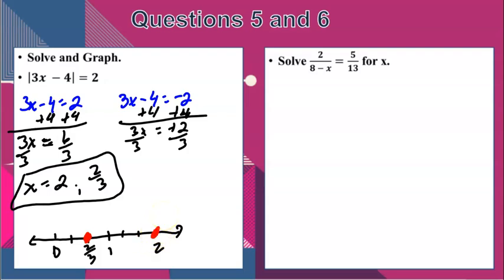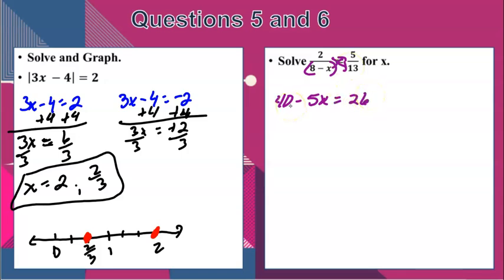Question 6. Solve this proportion for x. Now when I have proportions or ratios equaling a ratio, I'm going to use the method of cross multiplication. So I'm going to cross multiply here. So I have 5 times 8, which is 40, minus 5x. I'm just distributing the 5. Equals, and I multiply the other direction, 2 times 13 is 26.